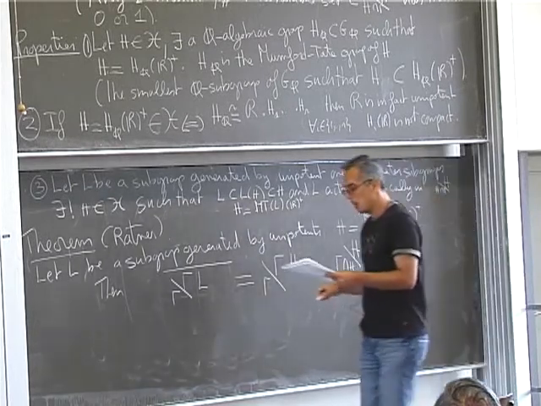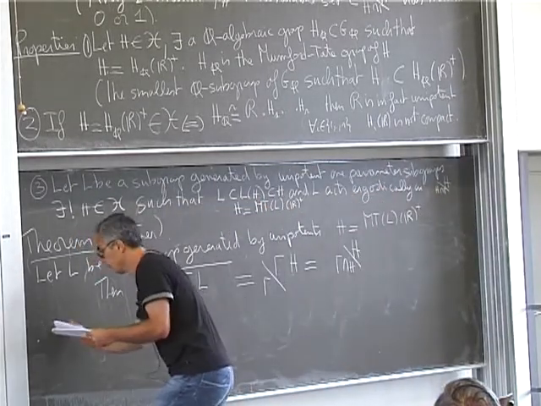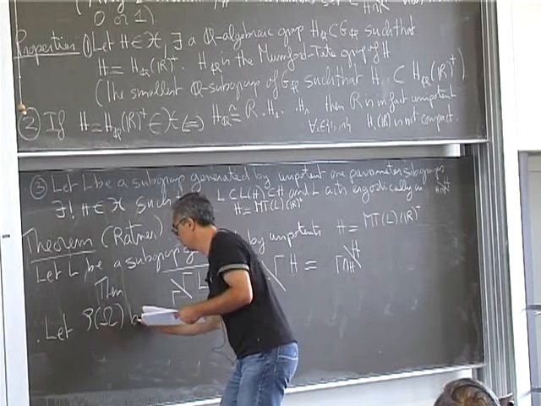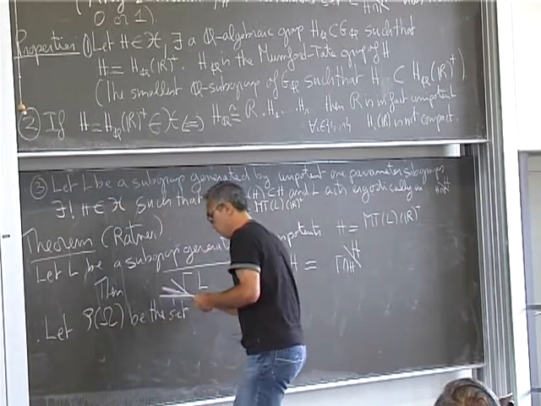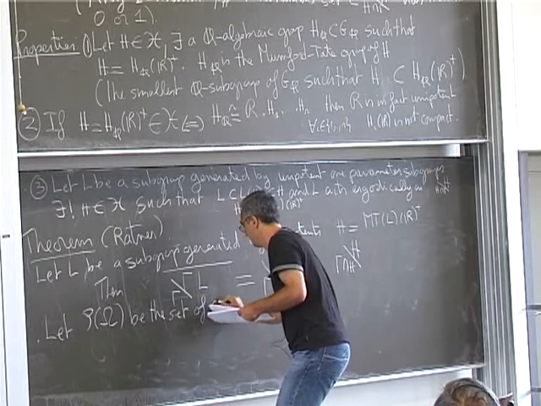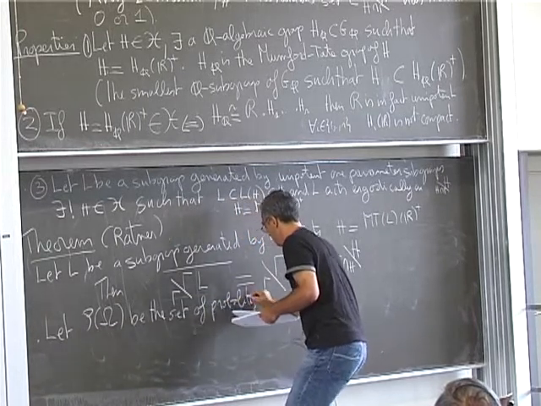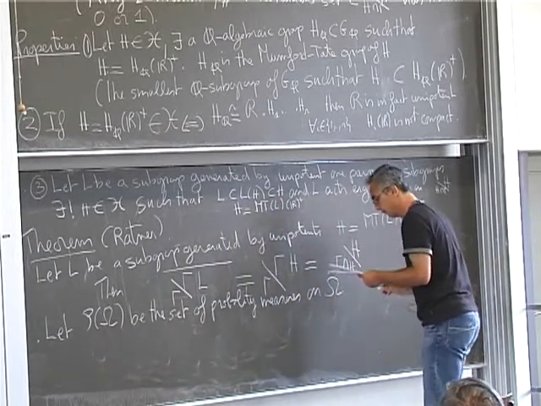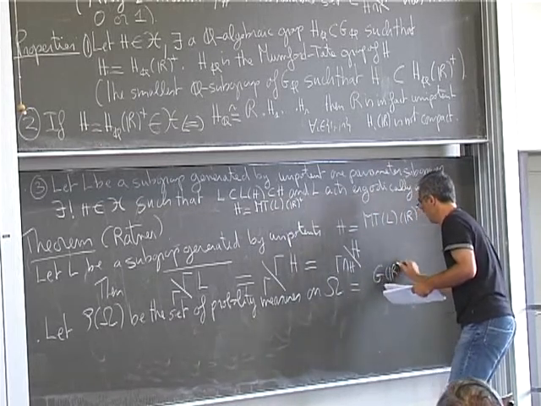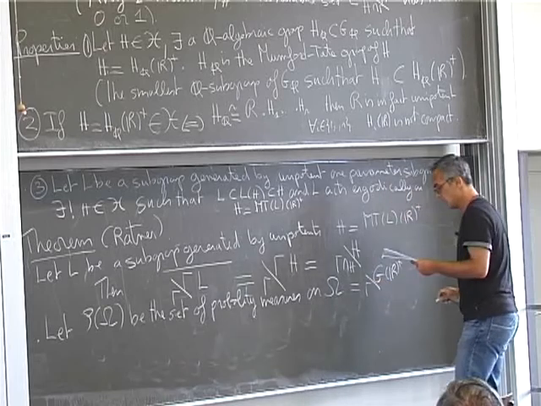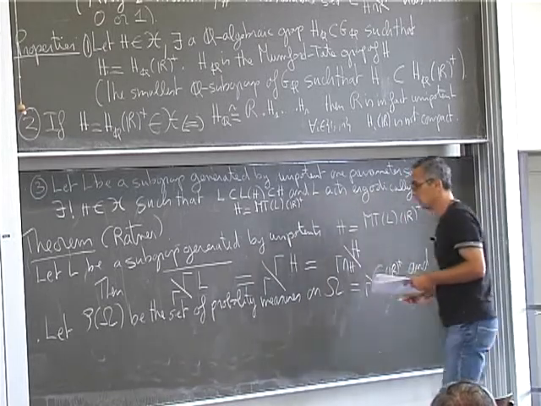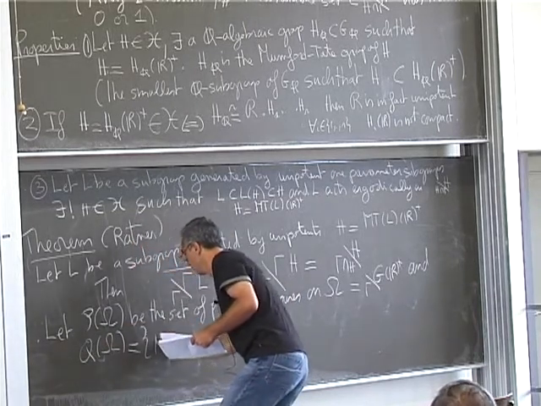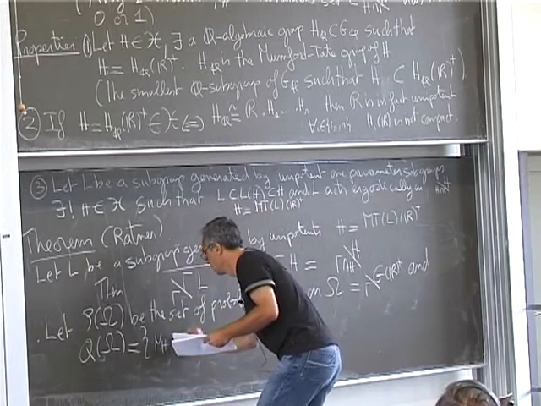Okay, so I will need a more precise statement. So let P of omega be the set of probability measures on omega and Q of omega be the set of mu H with H in the class H.